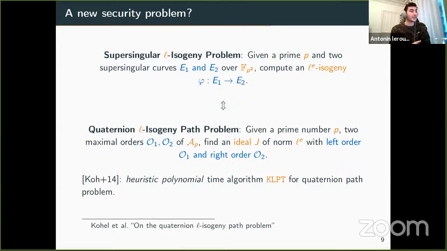But of course, this algorithm doesn't help us to solve the supersingular isogeny problem. Otherwise, there wouldn't be any isogeny-based cryptography, as I said. So we still believe that this supersingular isogeny problem is hard. Yet, this KLPT algorithm is a very powerful tool, as I'm going to explain.